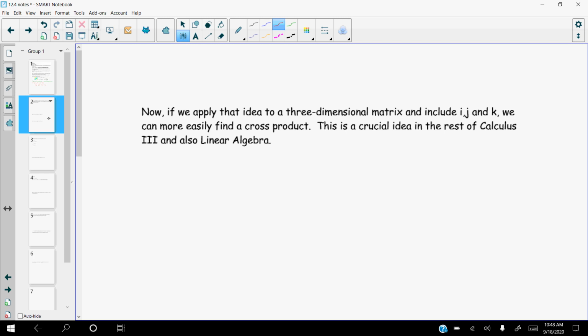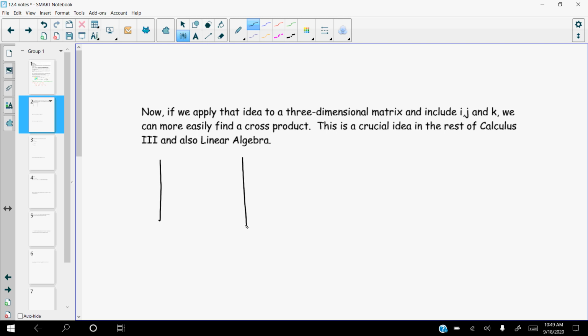If we apply that idea now to a 3-dimensional matrix, and we include the I, J, and K vectors, remember that those are the unit vectors in the direction of X, Y, and Z, so we can more easily find a cross product. It's a crucial idea in the rest of Calc 3. It's also going to apply to linear algebra and probably to some of the sciences you may take in the future as well. So let's show how we find the determinant of a 3 by 3 matrix now.